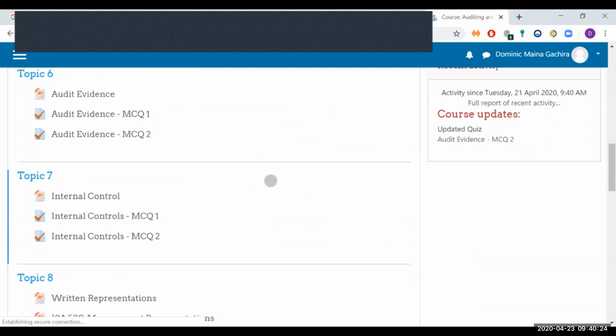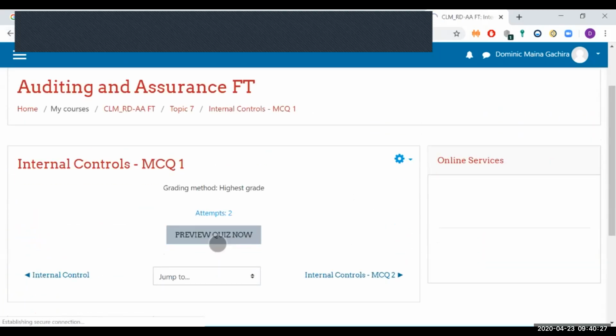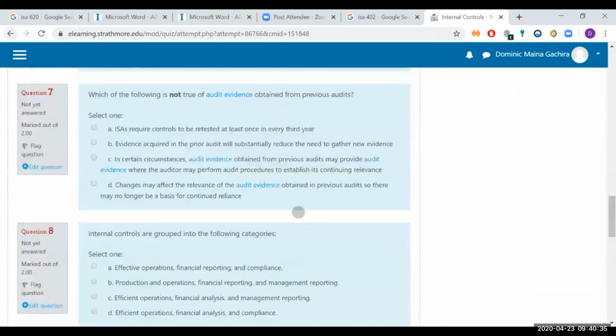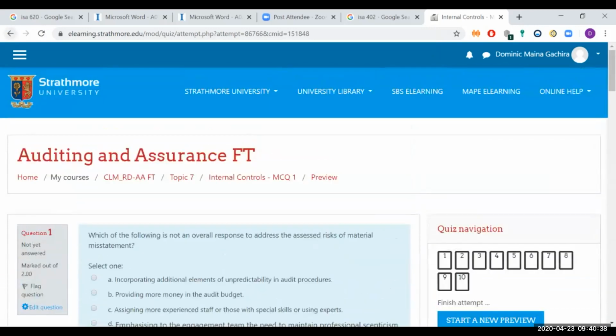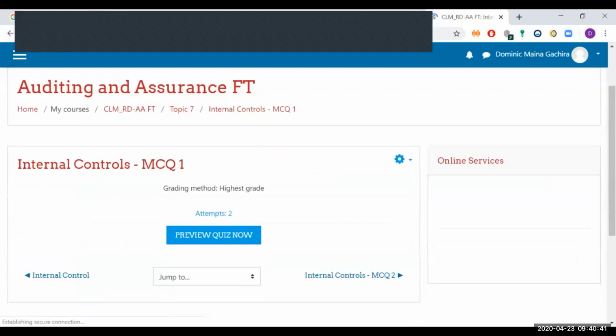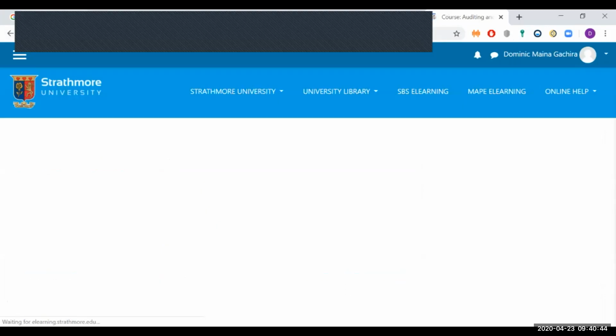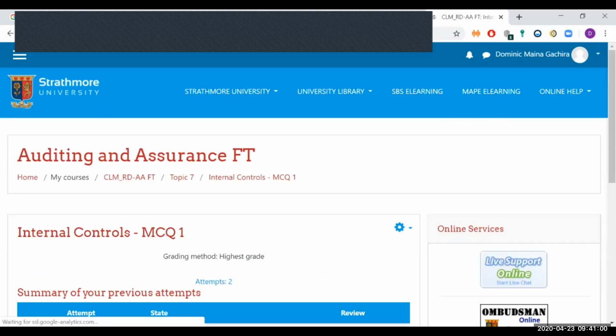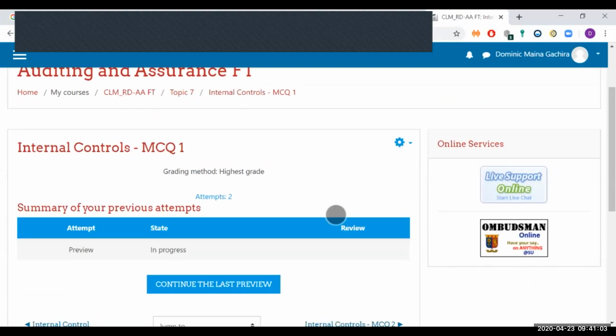Just a minute, I check on it. No, sorry, it's under the internal control. Under the internal control topic, you can see there's MCQ1. So go through it in the next 10 minutes, for the sake of Karen, who I'm not sure has resolved her issue.